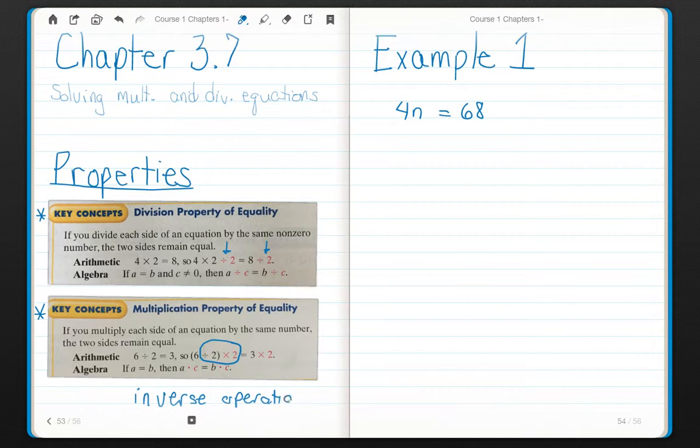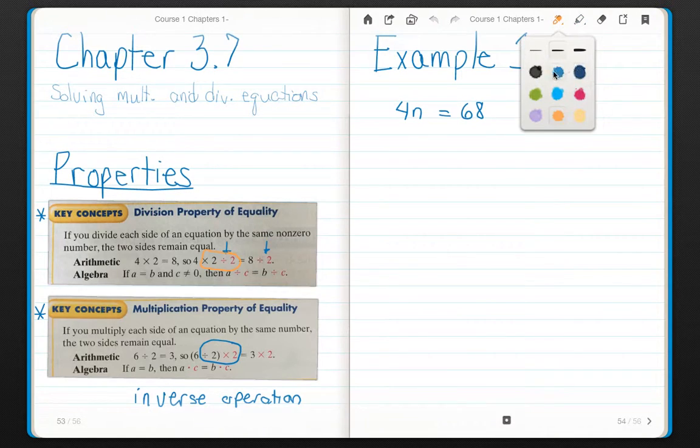So when your problem contains division, you are going to use the multiplication property of equality. When your equation contains multiplication, you will divide. Those are inverse operations. So if you have 4 times 2, you will divide by 2 in order to get 4 by itself. Okay? So let's put both of these properties that you have now written into your math notebook into practice. So example number 1.